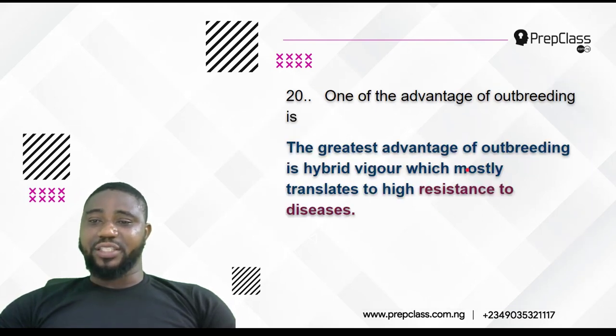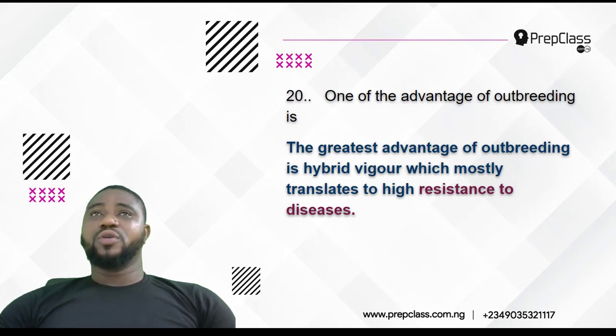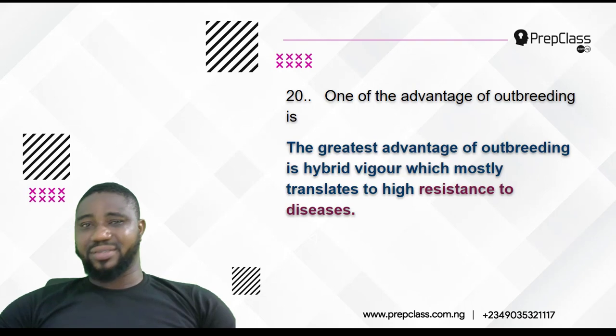It has a very good advantage, and that advantage is what we call hybrid vigor. Hybrid vigor usually produces very strong offspring. The offspring will have traits of both the father and the mother that is outside. So because of that, hybrid vigor usually translates in the form of high resistance to disease. But when you are doing inbreeding, maybe after the second, third, or fourth generation, you will now be getting weak offspring that may not be resistant to a kind of disease that their parents are susceptible to. Are you following?